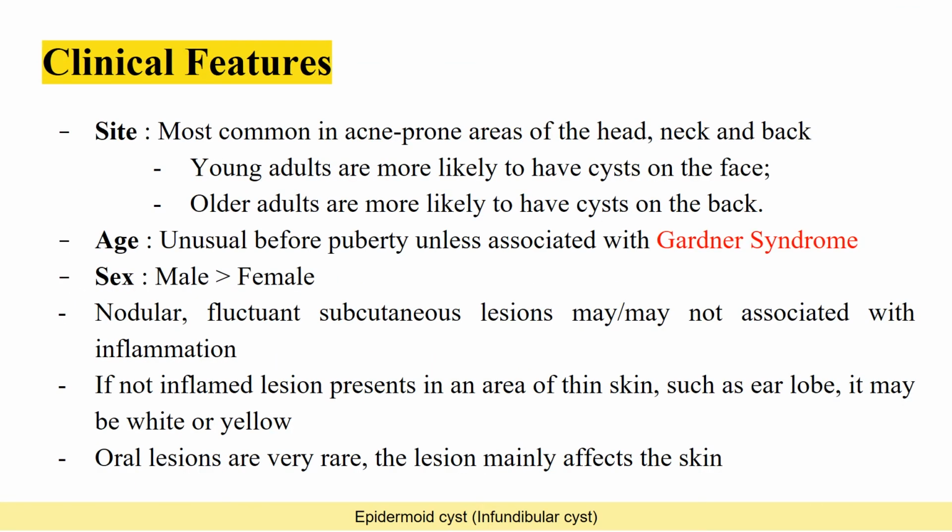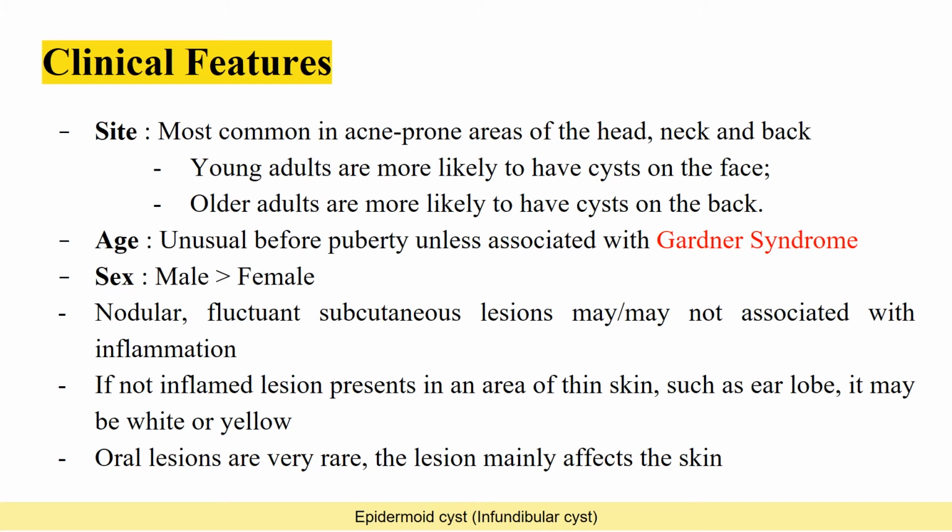The clinical features. The most common site for the formation of this cyst is the acne-prone area of the head, neck, and back. However, young adults are more likely to have the cyst on the face, whereas older adults are more likely to have the cyst on the back. As for age, it is unusual before puberty unless associated with Gardner syndrome, and males are more prevalent than females. In the clinical presentation, it usually appears as a nodular, fluctuant subcutaneous lesion, which may or may not be associated with inflammation.